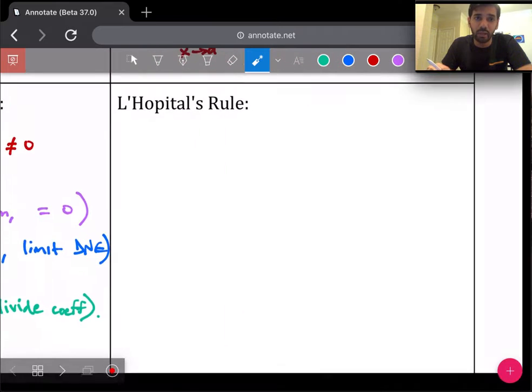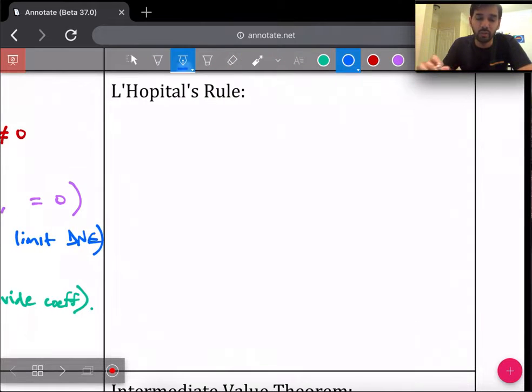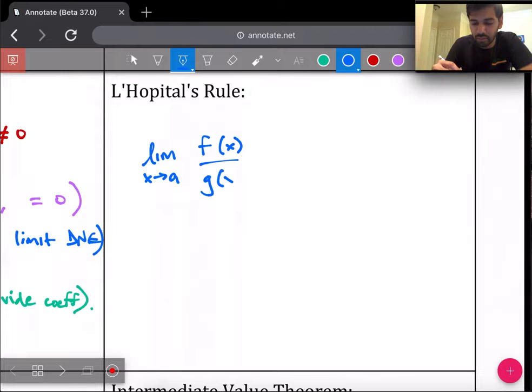L'Hopital's rule now is an important topic because there's a high probability that it shows up on the test. Okay, so L'Hopital's rule is if I have some limit as x approaches a, and I have this function f of x over g of x. At the top, I'll write: if you get 0 over 0 or infinity over infinity, then you can use this.